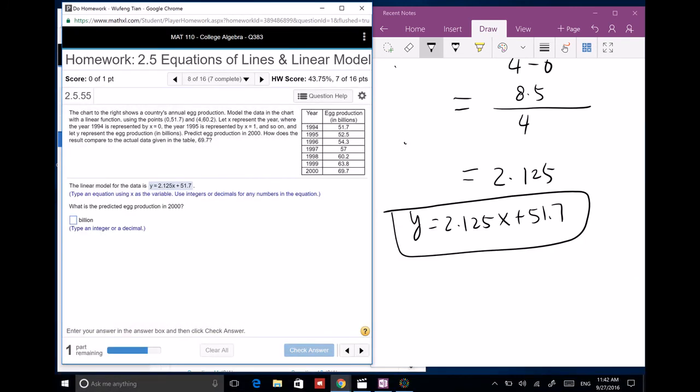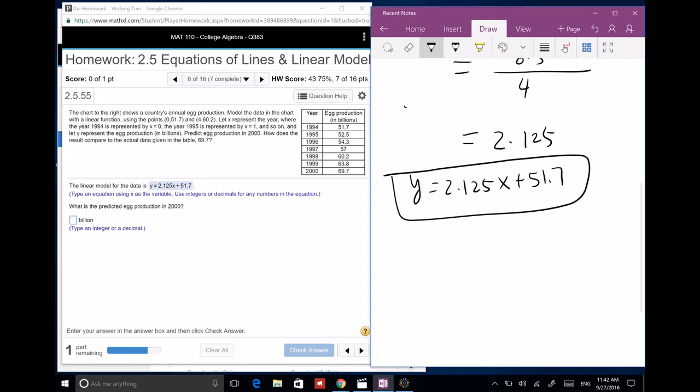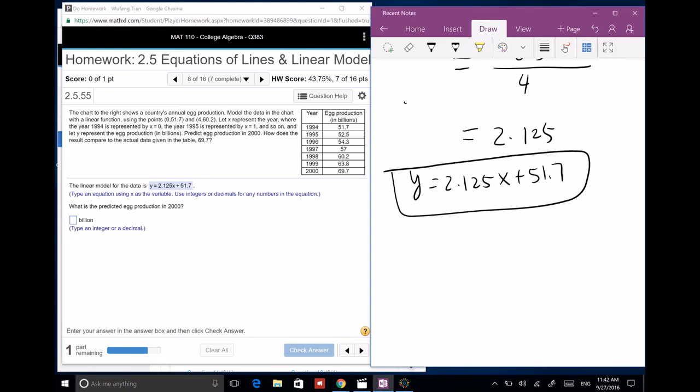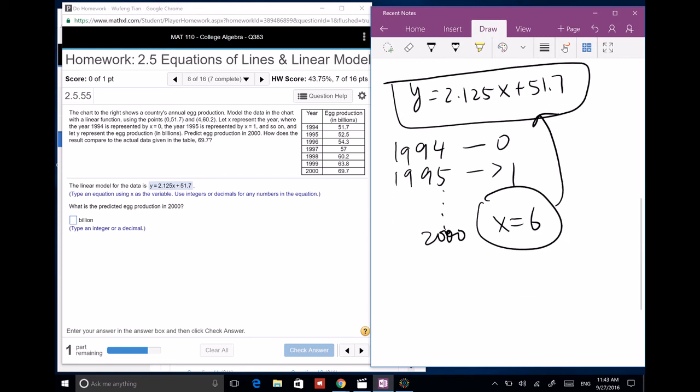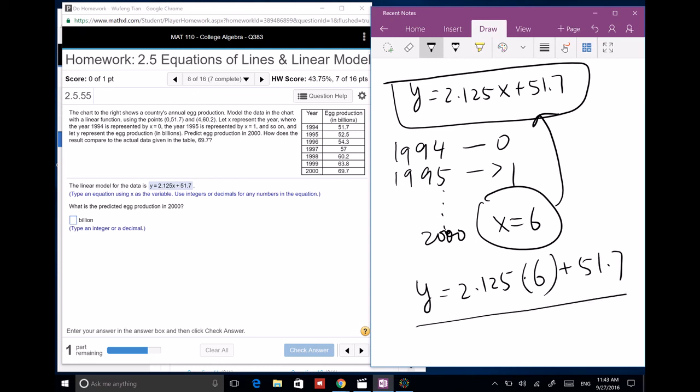Then, what is the predicted production in 2000? So for 2000, x equals what? 1994 equals 0, 1995 is 1, continue, and you get to 2000: 0, 1, 2, 3, 4, 5, 6. So x equals 6. Plug x equals 6 into the function. Your y value is going to be 2.125 times 6 plus 51.7. Use a calculator to find this number.